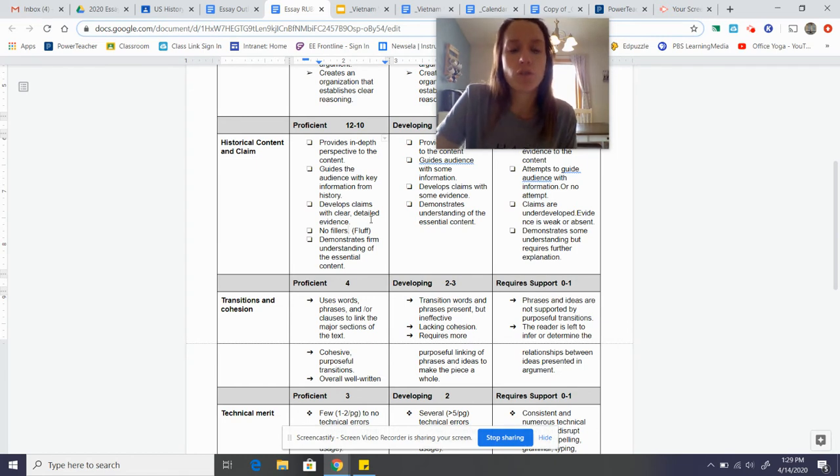No fillers. That just means fluff. Okay, we don't want fluffy writing. That's what I call it. You don't need to use a thesaurus. You don't need to get all fancy schmancy. You are just going to give the information that we need, and you don't need to embellish. You don't need to make it sound foofy. Okay.